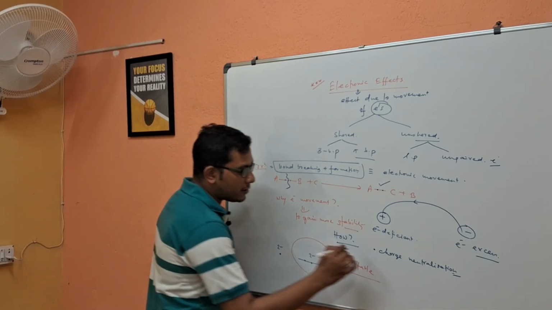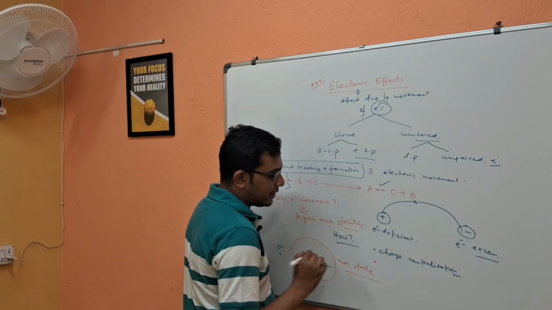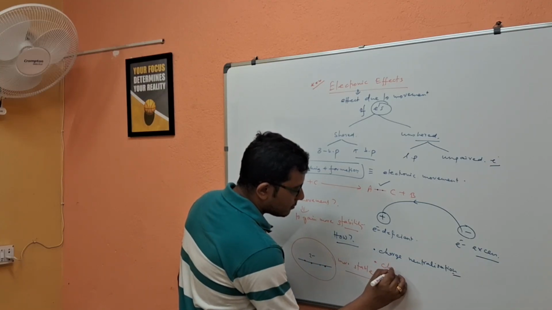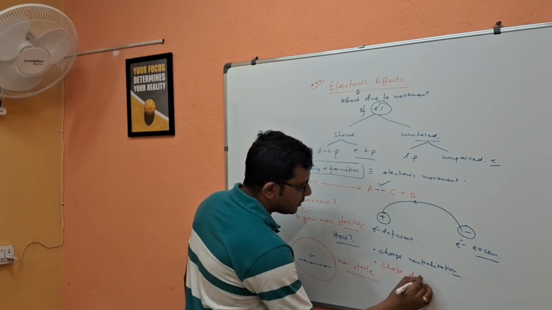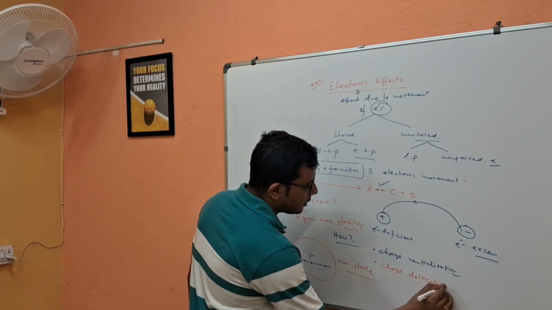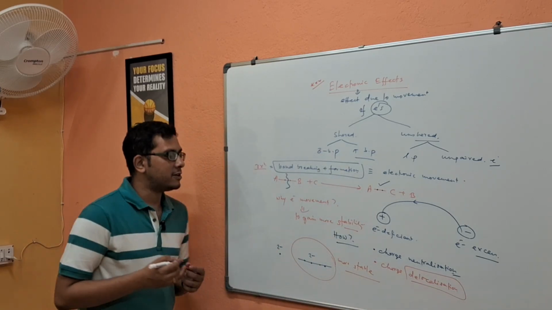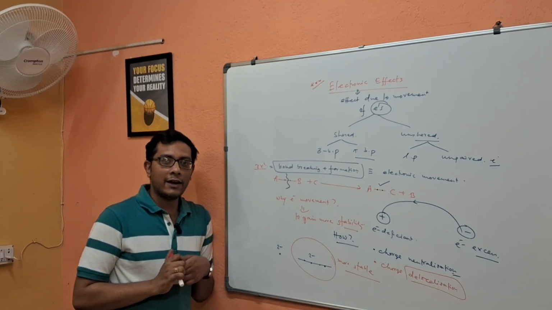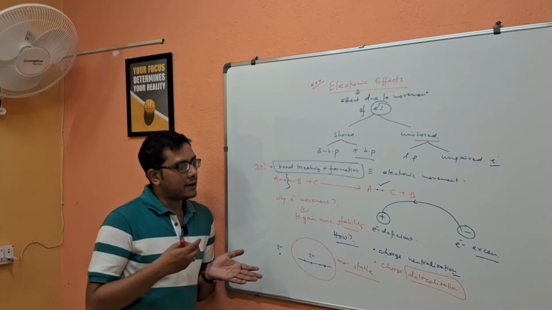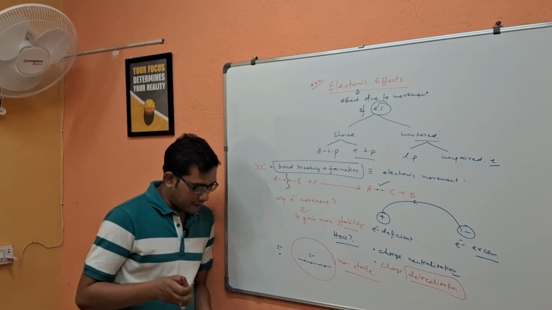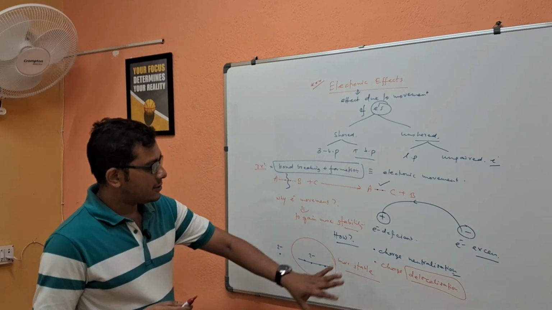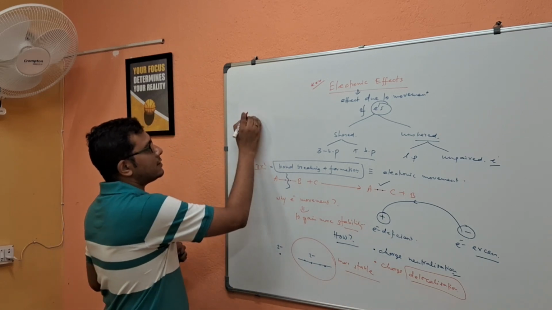So another way of getting neutrality or getting stability is charge delocalization. What do you mean by delocalization? That means that these charges or electrons, instead of being localized over one atom, can move around different atoms.